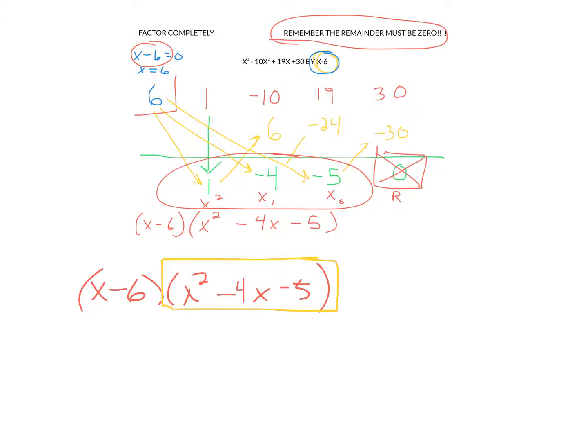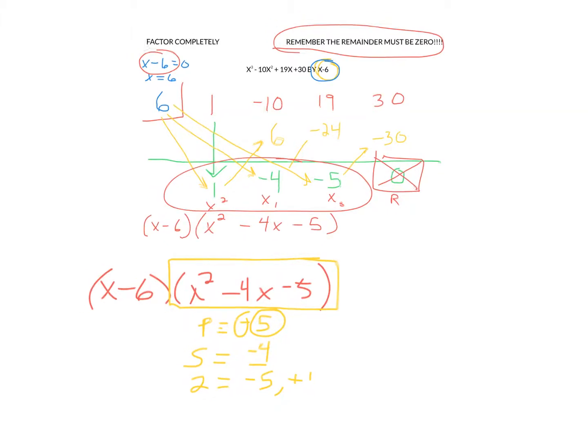So at this point, let's factor this using PS2. So my product is negative 5. My sum is going to be negative 4. So the two numbers that multiply to negative 5, but add to negative 4, are negative 5 and positive 1. Okay, so I gotta shrink this some more.